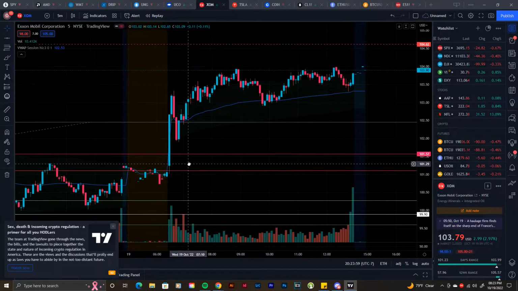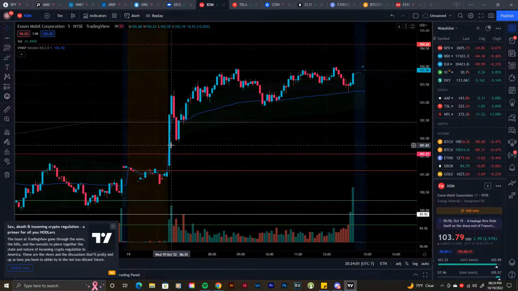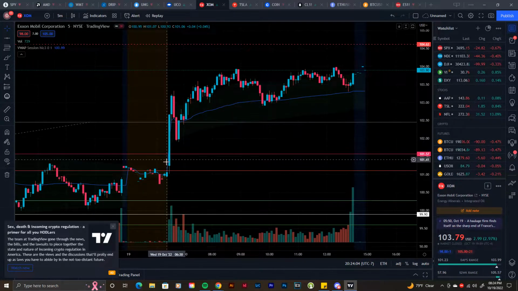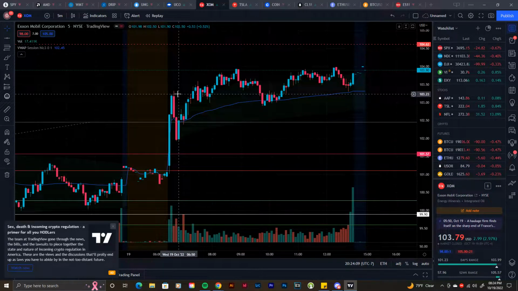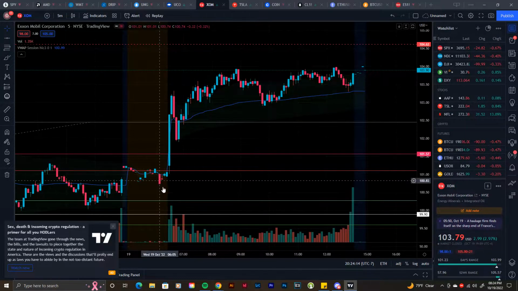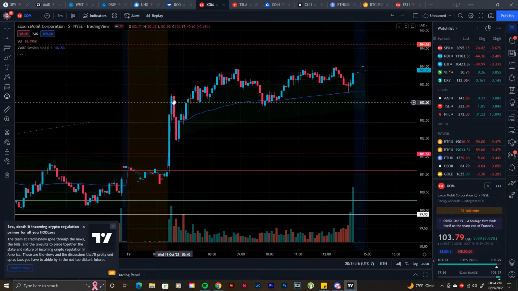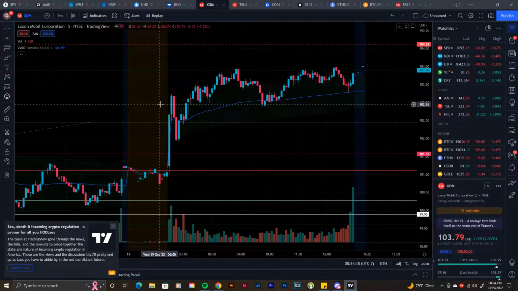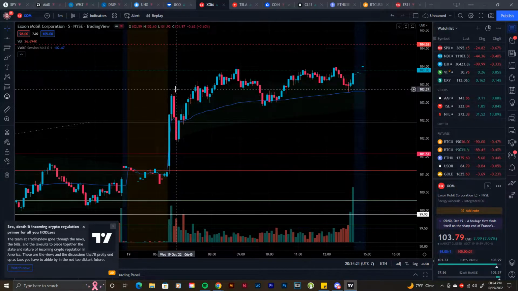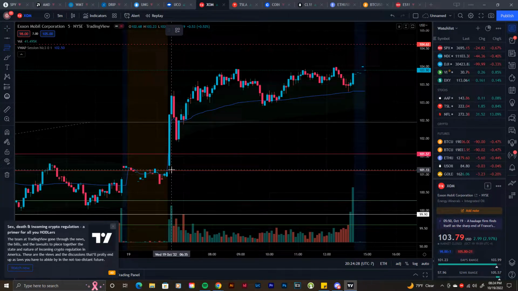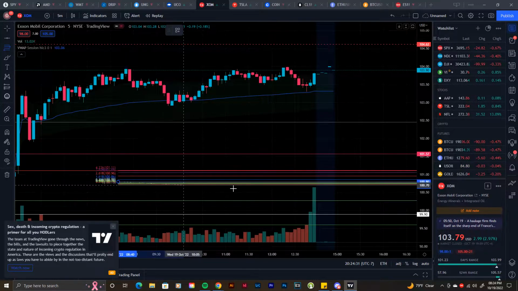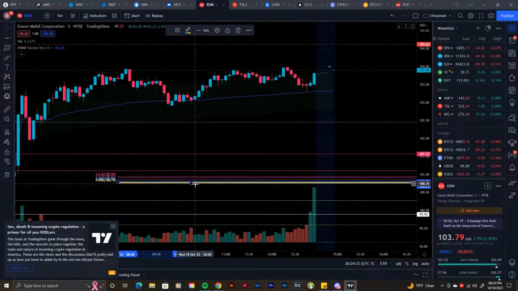As you guys can see, this is on the 5-minute. The first two candles of Exxon this morning absolutely ripped. We went from 101.5 all the way up to 103. We moved $2 in basically 10 minutes. Then obviously we got this big red candle followed by another big red candle, and then the reversal back to the upside.